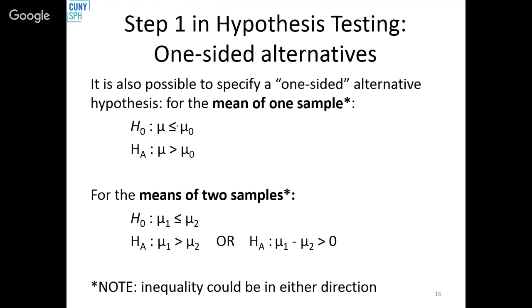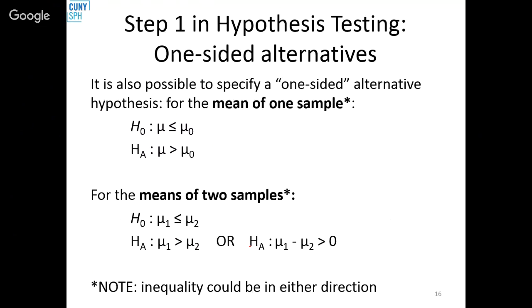where the null hypothesis always includes an equality of no difference from the null, but it can also include an inequality. So in this case, our null hypothesis is that the mean of our population of interest is less than or equal to this null mean. And the alternative is just that it is greater. And you can have a one-sided alternative for the two sample case as well. And that inequality could be in either direction.